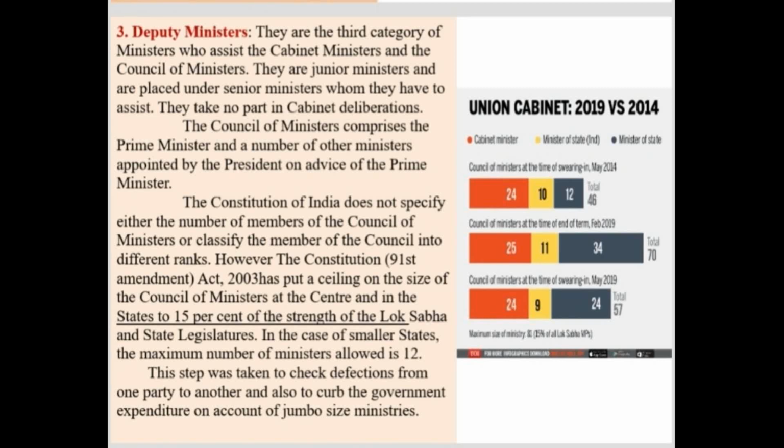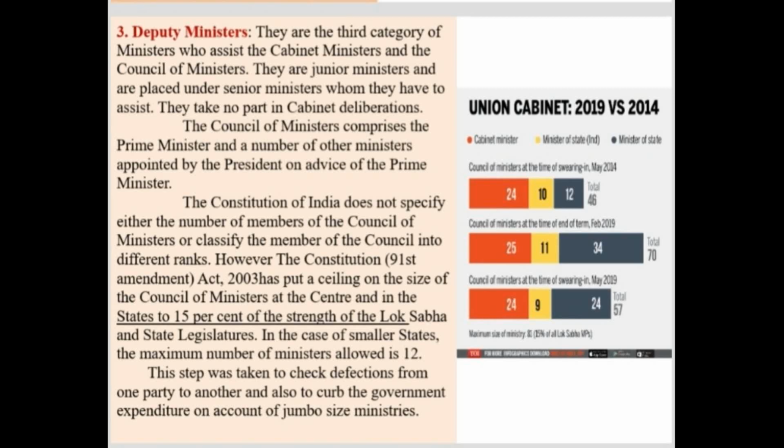And the constitution of India does not specify either the number of members of the council of ministers or classify the ministers into different ranks. So there is no such reference in our constitution about how many members should be present in the council of ministers and how many categories of ministers should be present. Right now we have three categories, but it is the will and wish of the prime minister and the parliament. They can categorize into different ministers. There is no such description in the constitution.